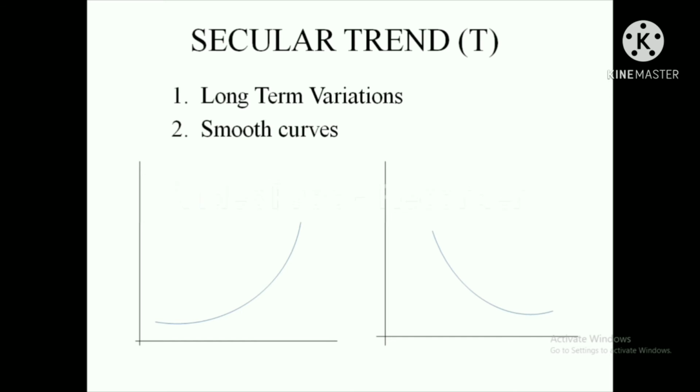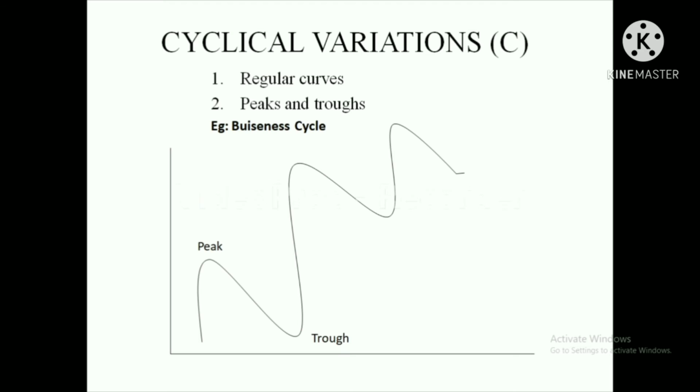When you study the average growth for 20, 30, 40, 50, 100 years, you will get the secular trend. Second is the cyclical variation. This is a regular curve with peaks and troughs. The best example of cyclical variation is the business cycle. Cyclical variation refers to a regular pattern cycling up and down. It comes in a cyclical manner.